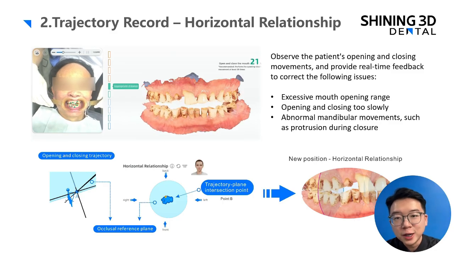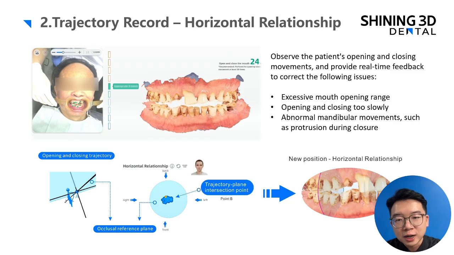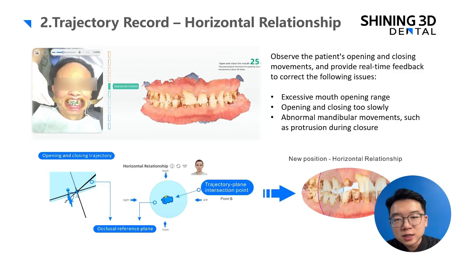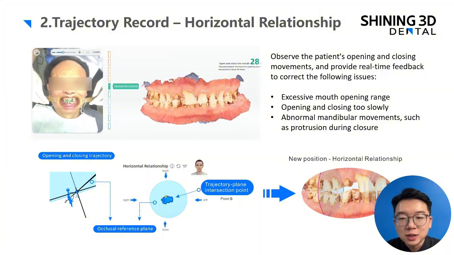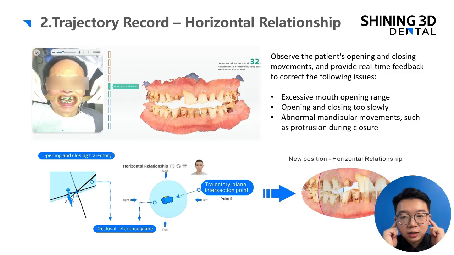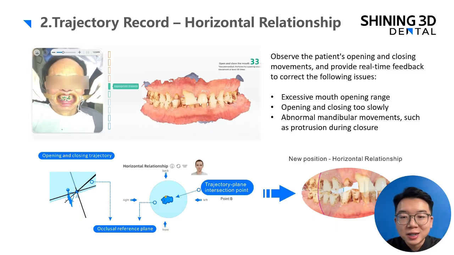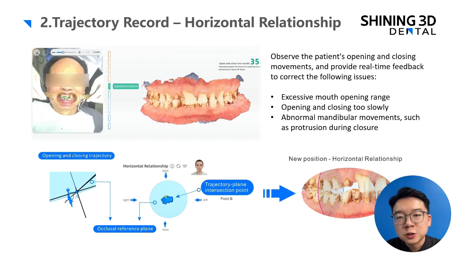So observe the patient's opening and closing movements and provide real-time feedback to correct the following issues. Excessive mouth opening range. We are asking for a small closing and opening movement, which means the condyle here will do a rotation and a slight movement. Also opening and closing too slowly, and abnormal mandibular movements such as protrusion during closure.